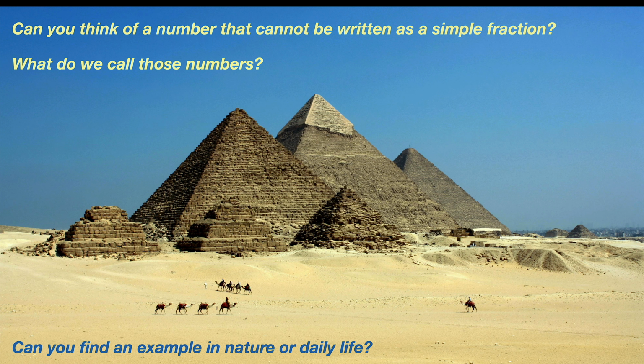Now we can come back to the very first questions that we asked, that is, can you think of a number that cannot be written as a simple fraction? The answer is yes, right? And what do we call those numbers? We call them irrational numbers. Okay, now can you find an example in nature or daily life? Actually, there are so many of them, and as I said at the very first, it is there even inside these pyramids.